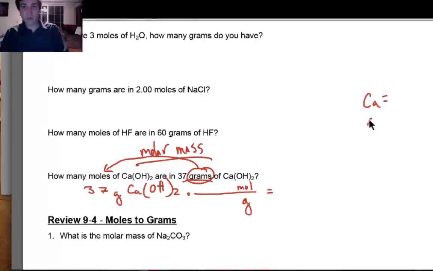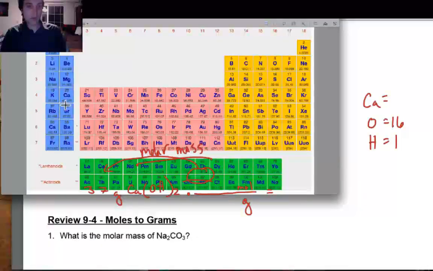Calcium we need to look up. Oxygen, that one we deal with so often that I have it memorized, 16. Hydrogen is 1. So let's quickly take a look at calcium. Calcium on the periodic table has a mass of 40.078. That means we'll just round that off to 40.